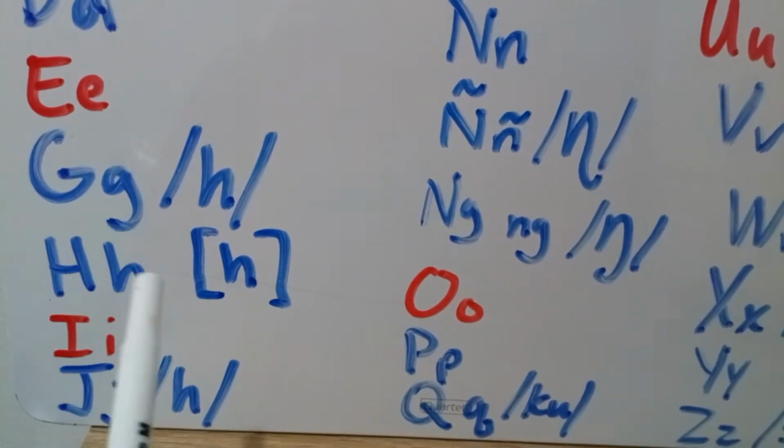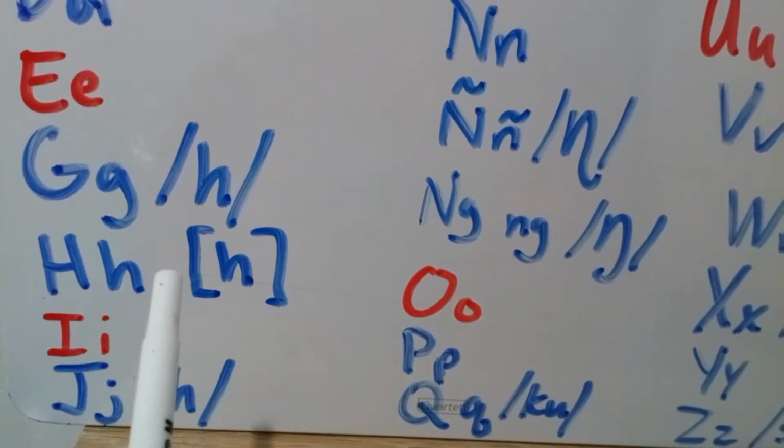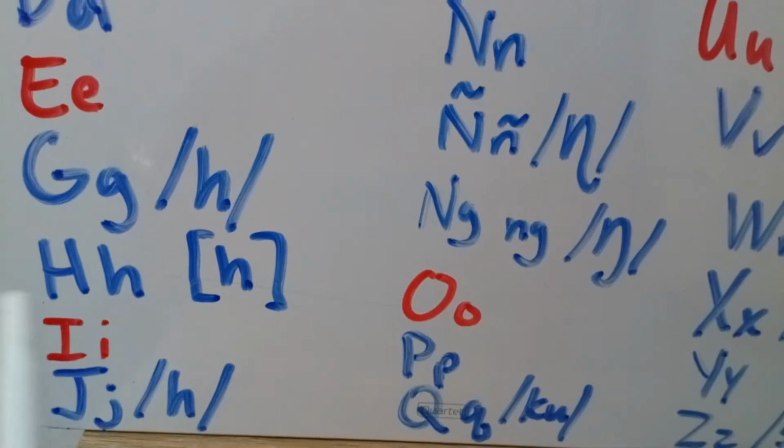The next letter is letra H, and H has two sounds, like letra Ge. The first sound it makes is nothing. It's a silent letter.